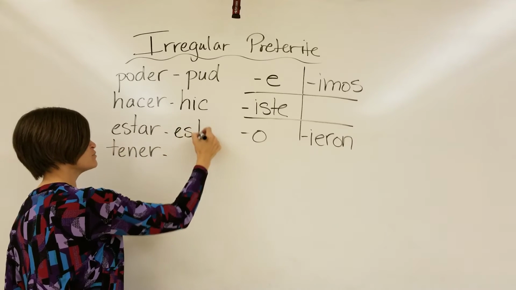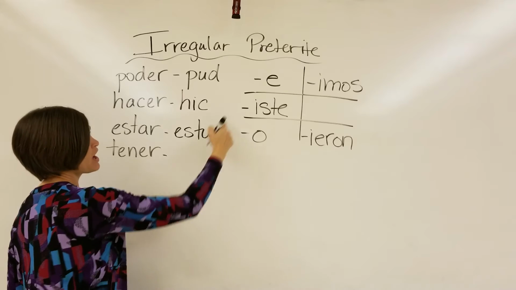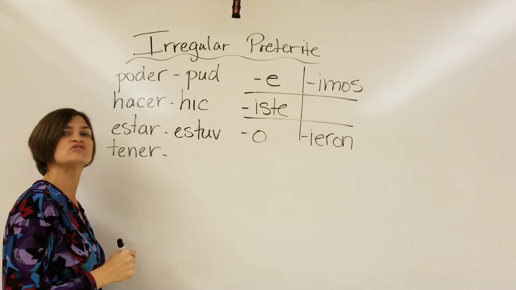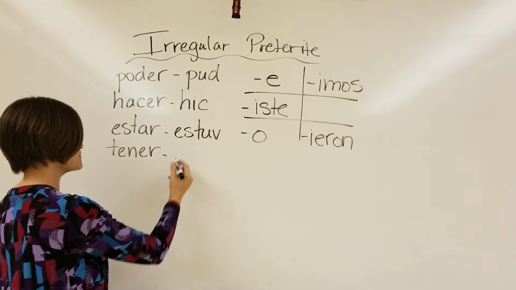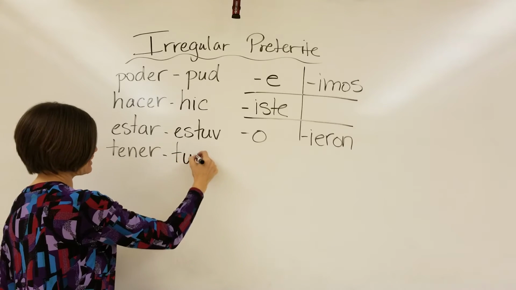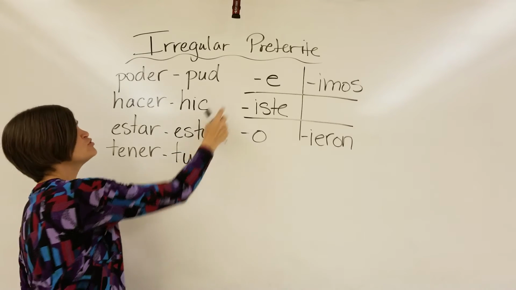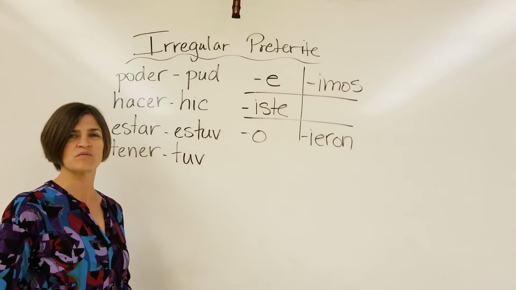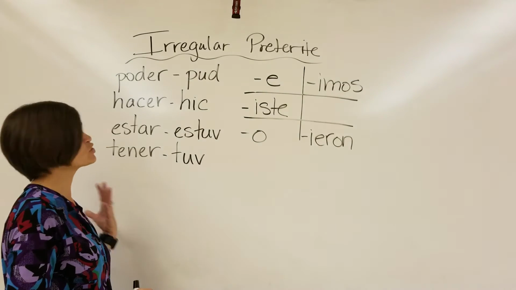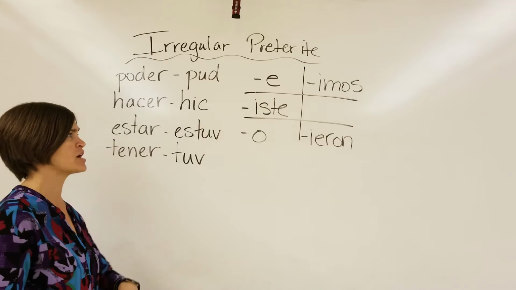Estar, the stemmy, was estuv. So if I was there for 2 hours, yo estuve allí por 2 horas. And if I had to go shopping, yo tuve que ir de compras. So those were the stemmies that were in the previous chapter.